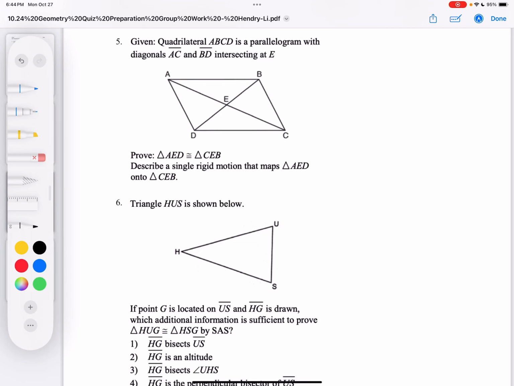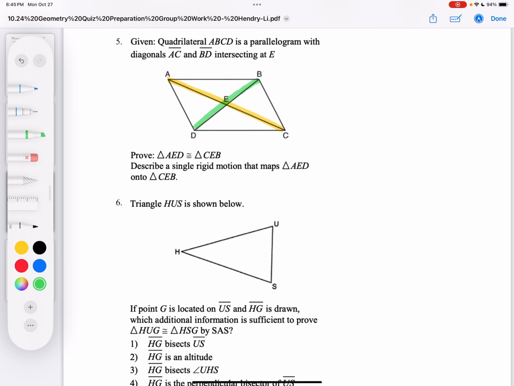Given quadrilateral ABCD is a parallelogram with diagonals line segment AC and line segment BD intersecting at E. We are going to prove that triangle AED is congruent to triangle CEB. Before we do anything, we want to highlight the diagonals that were given. So I'll highlight diagonal line segment AC as yellow and diagonal line segment BD as green.